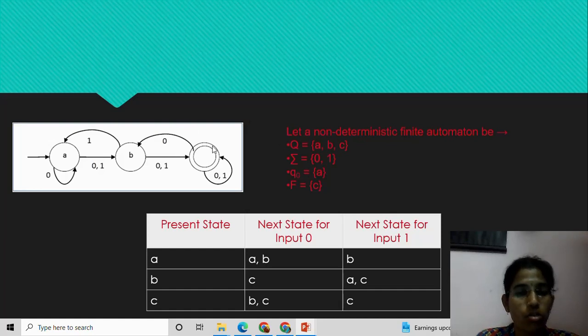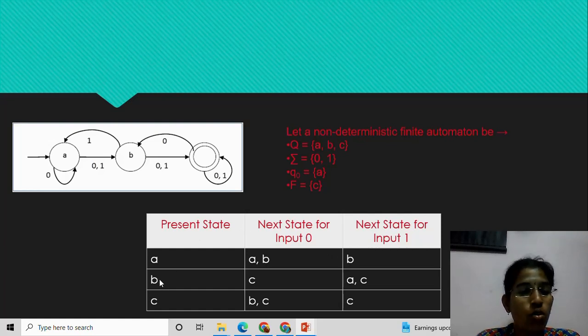By using both, we go to the transition table. The rows represent how many states are available. The columns represent how many inputs are available. For the first row, the state A has a transition function for the input 0. When you give 0 to state A, it goes to A and B. So it goes to itself and goes to the new state B. When we give 1, it again goes to state B.